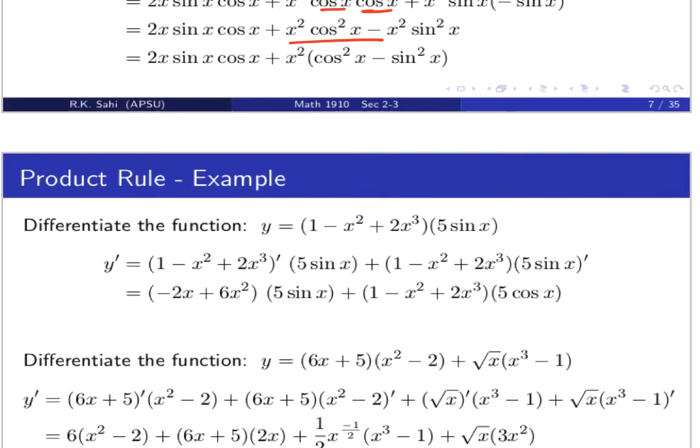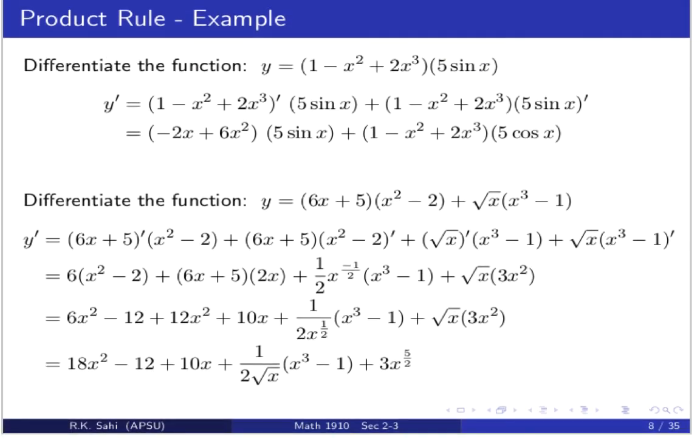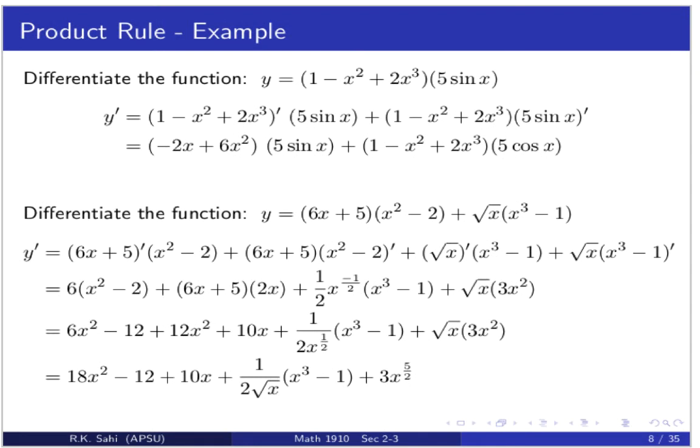Now let's do some examples of the product rule. So we're going to differentiate the function. The first one is y equals 1 minus x squared plus 2x cubed times 5 sine x. So it's two functions. The first function is a cubic function. The second is a trig function. So according to the definition of product rule, we're going to take the differential of the first function, which is 1 minus x squared plus 2x cubed.